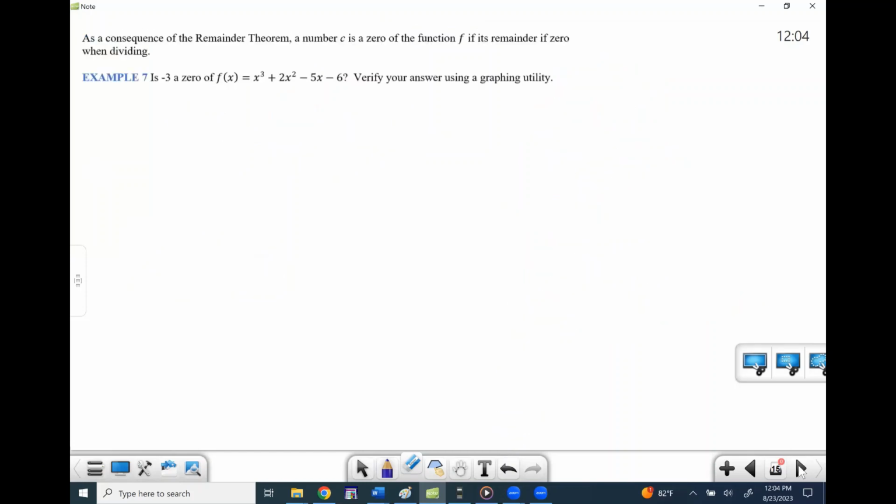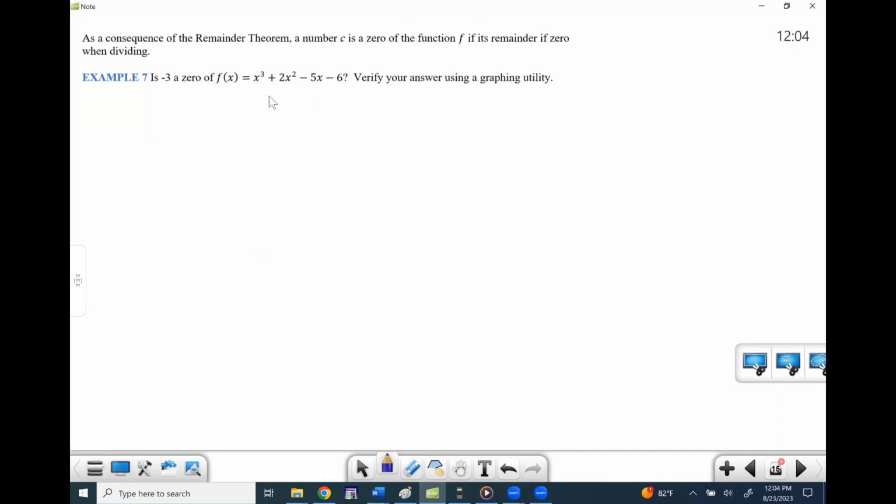So as a consequence of the remainder theorem, a number is a zero if the remainder is zero when dividing. That theorem that we just used. So we're just going to divide and see if the remainder is zero. It makes sense. So if I ever ask you, is it a zero? Just check and see if the remainder is zero.